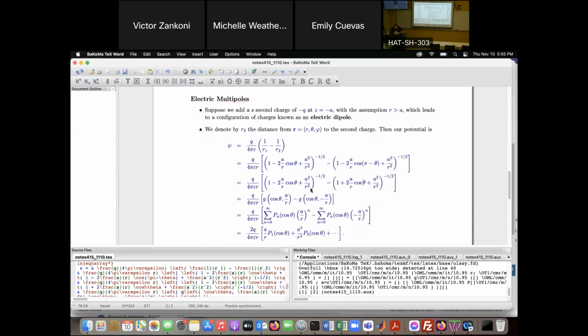But now if I look at these term by term, with P and the cosine theta in both, when n is even and the minus goes away, terms will cancel. So I end up with this series expansion in only odd powers of a over r, times the odd Legendre polynomials at cosine theta. And so then I have a factor of 2 that comes out here.